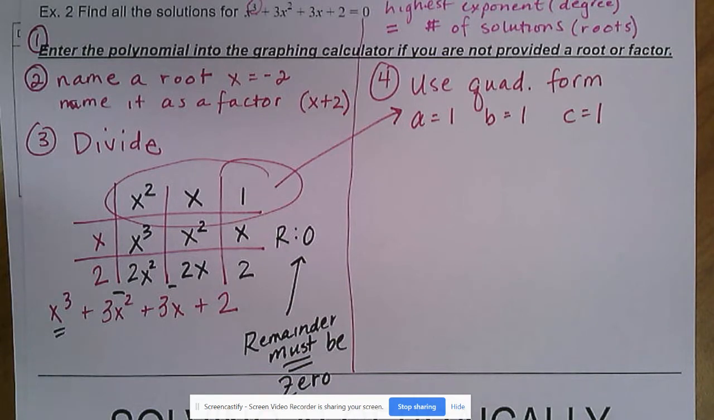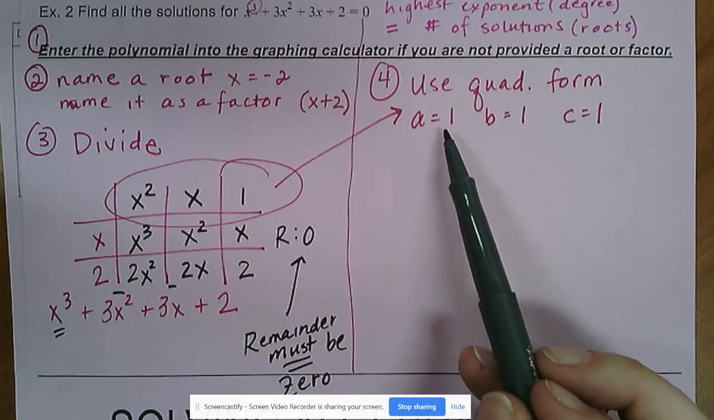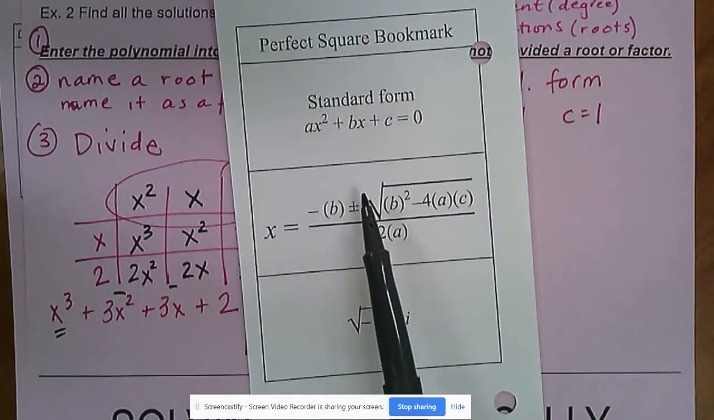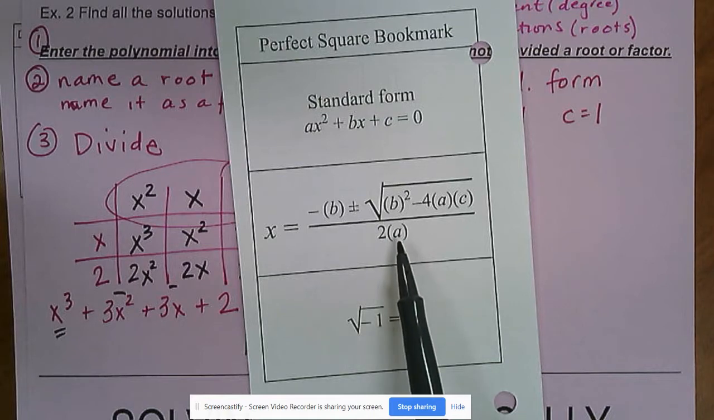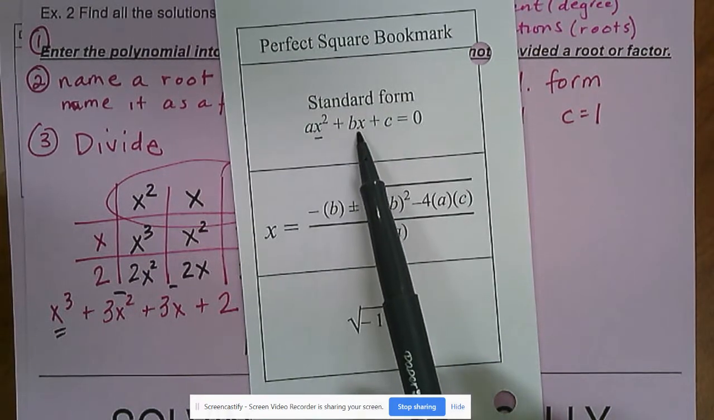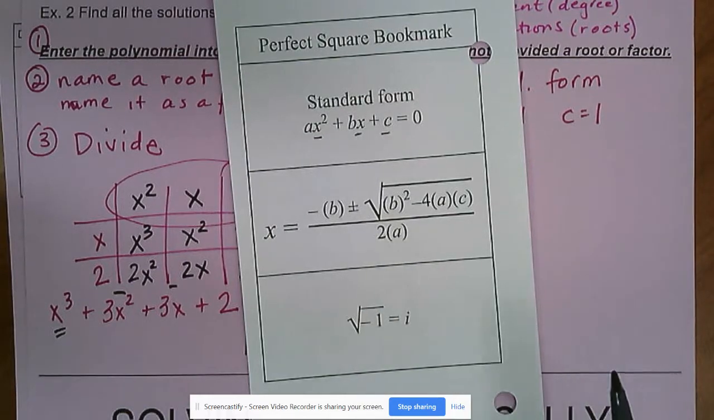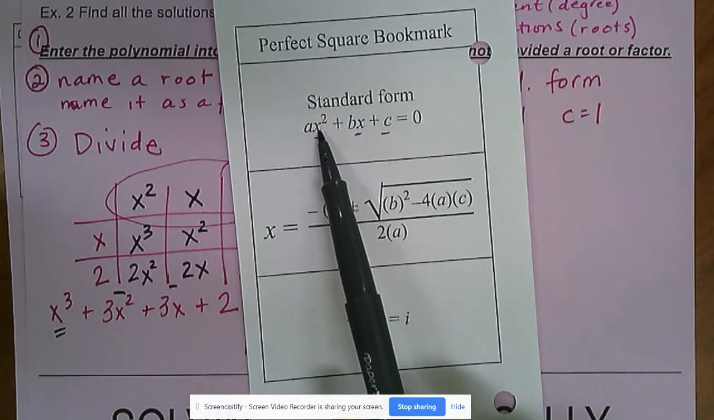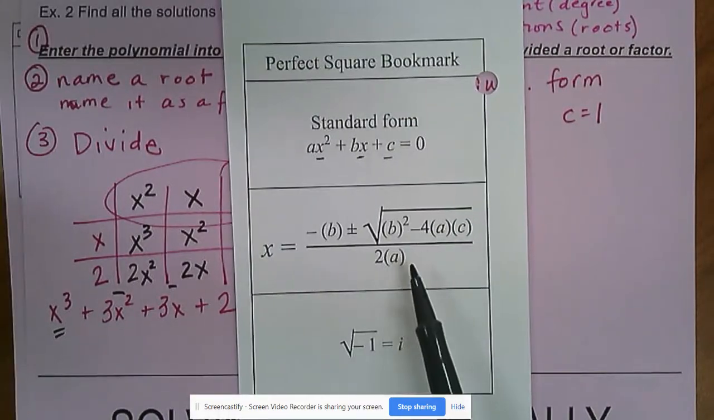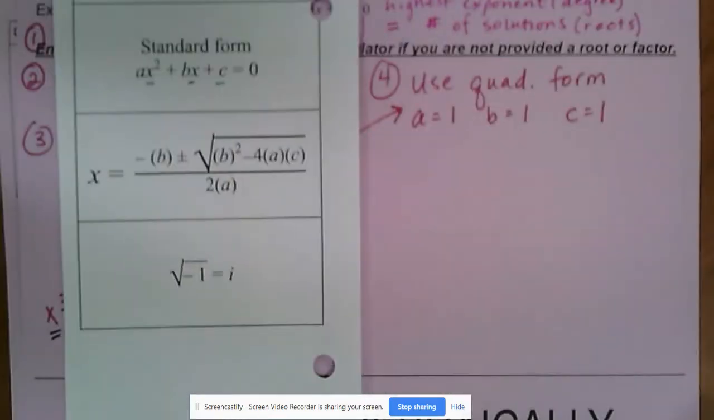So again, I want to be really clear about where these came from. This came from the quotient. So when we use quadratic formula, we use the A's, the B's, and the C's. And those A, B, and C come from in front of the x squared, the x, and then the constant. So remember, there should not be any x's or x squareds when we actually put stuff in the formula. So that's what we're going to do next.